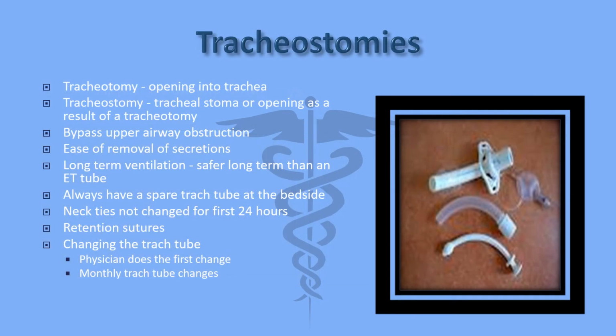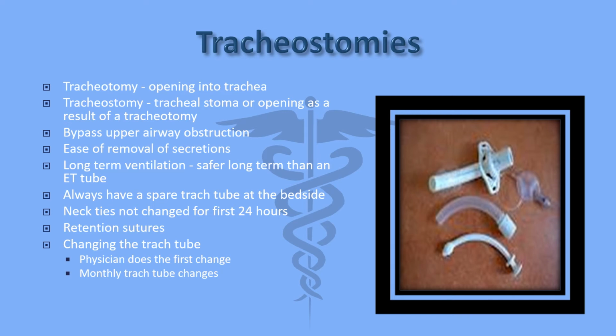Lastly, we'll talk about tracheostomies. There's a variety of different kinds. A tracheotomy is the opening they make into the trachea, and the ostomy is the stoma or opening as a result of the tracheotomy. Its purpose is to bypass the upper airway obstruction. For whatever reason, maybe they have an oral cancer or a neck cancer or throat cancer. I've had patients with an abscessed tooth in the back of their mouth that led to a cellulitis that then required emergency tracheostomy.